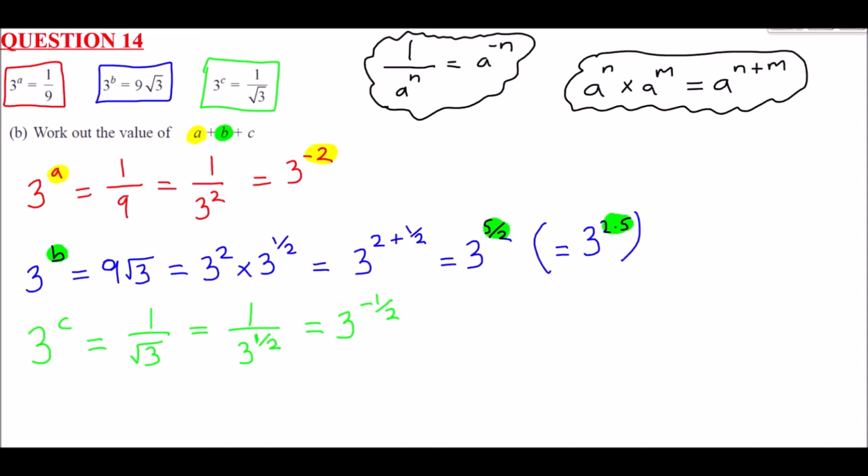Now we can make the same link as before. Both base values are 3, so 3 equals 3, so therefore the powers must be the same as well. In other words, c must equal 1/2. Sorry, minus 1/2, I mean to say.